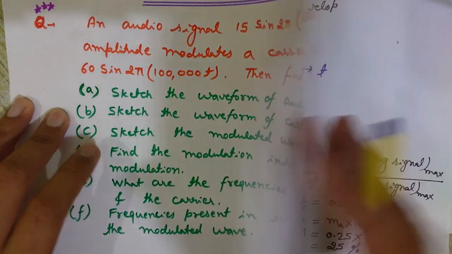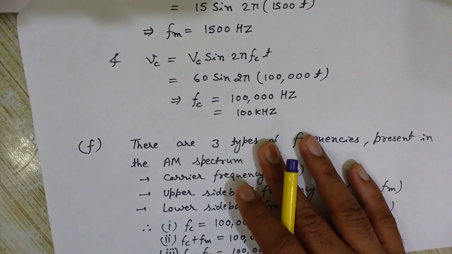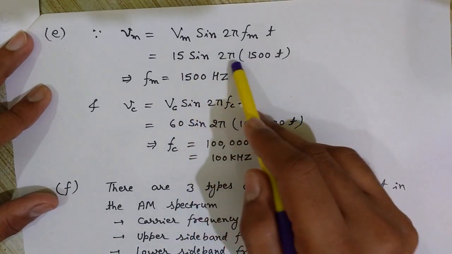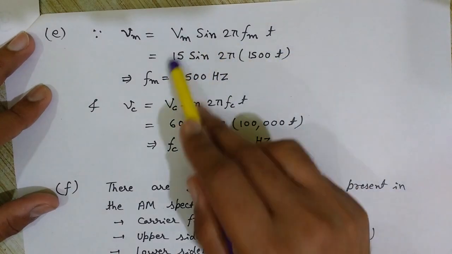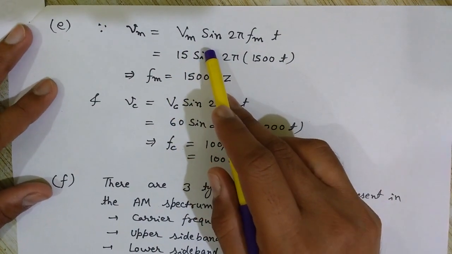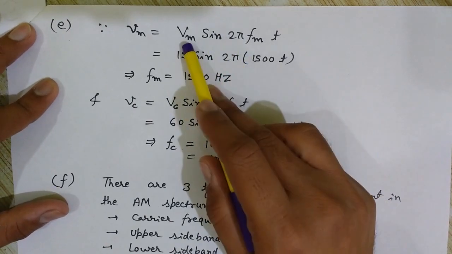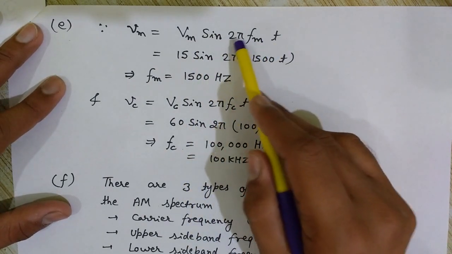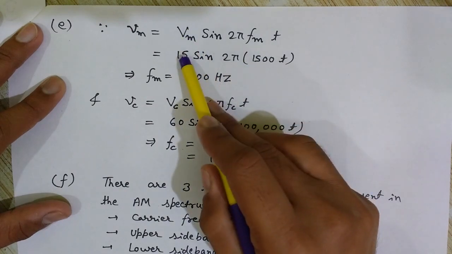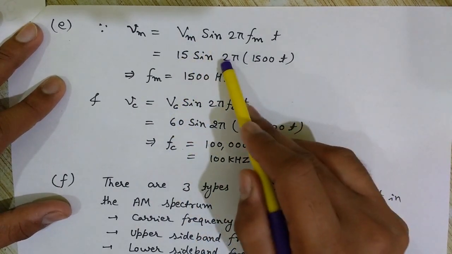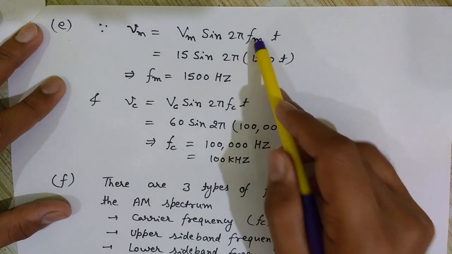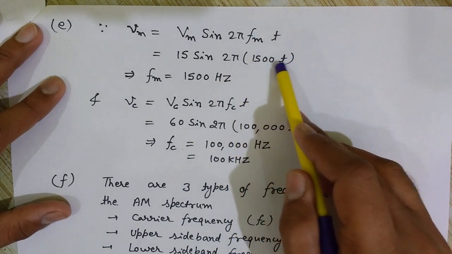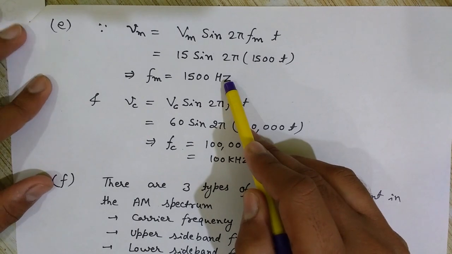Okay, so the frequency components that are present in the audio and carrier signal are, as we know, 15 sine 2 pi 1500 t is the given equation of the audio signal, and this is the standard equation of the modulating signal, Vm sine 2 pi fm t. I have already discussed it earlier that if you compare both of these, then this is the maximum amplitude, Vm equals 15, and 2 pi fm, fm is the maximum frequency, so corresponding to fm it is 1500. So 1500 Hz is the maximum frequency.